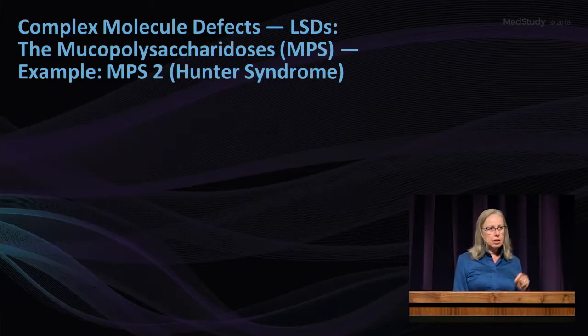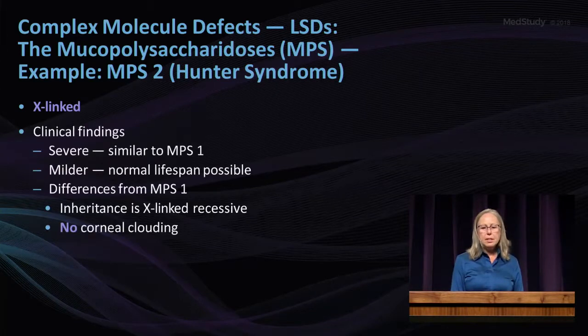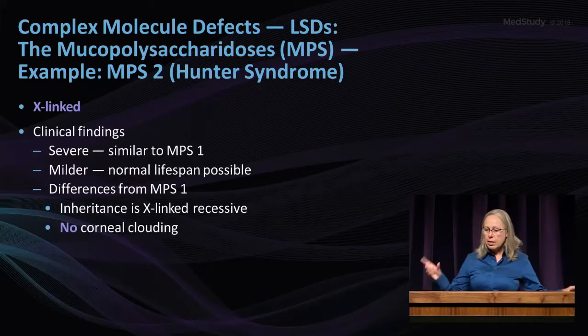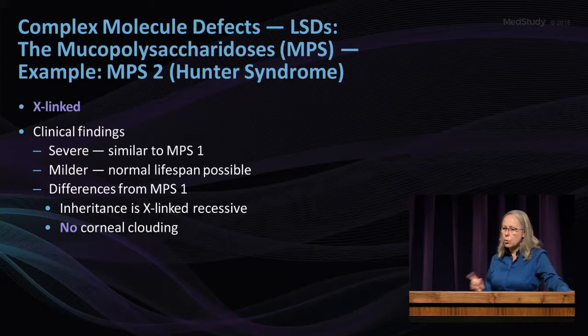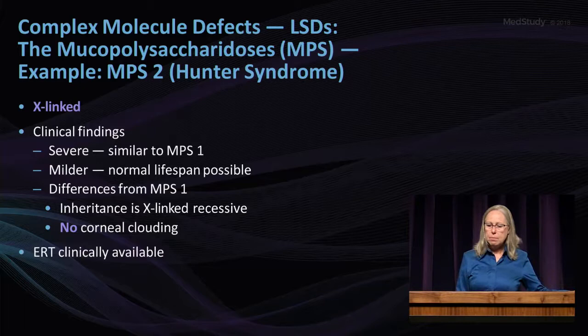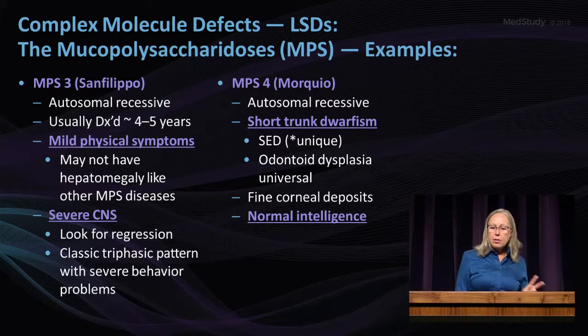MPS 2, which is Hunter syndrome, looks just like MPS 1, except it's X-linked. Severe looks like MPS 1. The milder forms can have a normal lifespan, and the difference is not only is it X-linked, but there's no corneal clouding. One of the ways to remember that is that Hunters need to have clear vision, so they do not have the corneal clouding. We do have enzyme replacement.